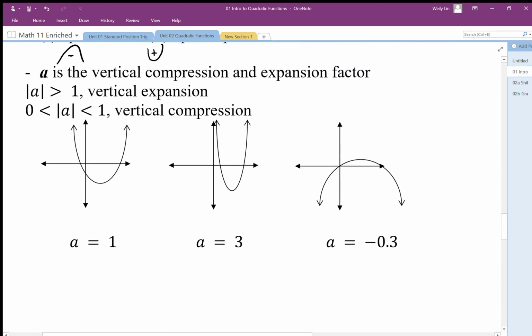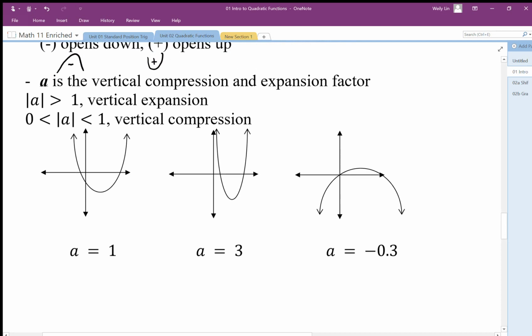So those are things that we're going to start figuring out. How can we relate those pieces to the different forms of the quadratic function? We're going to look at those different forms in the next day or two.